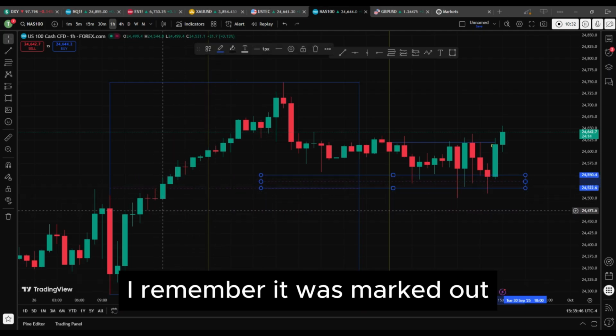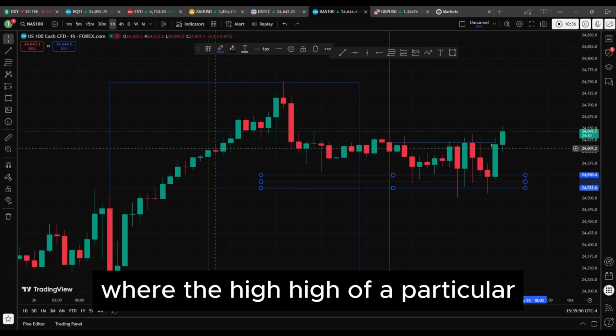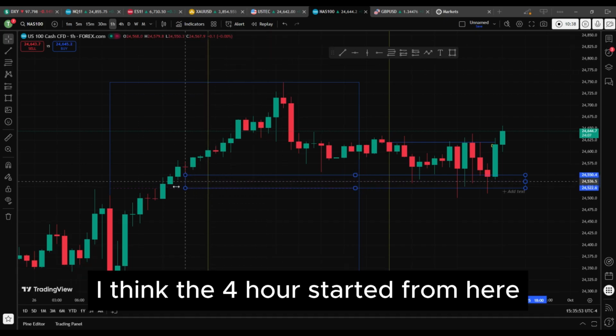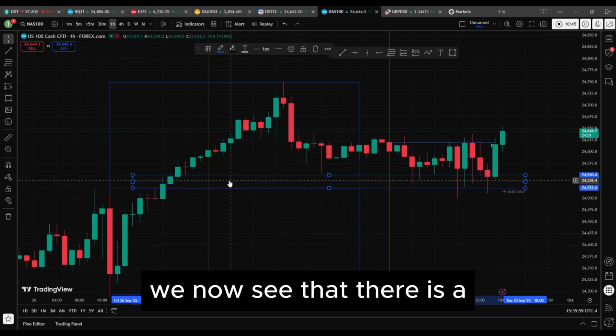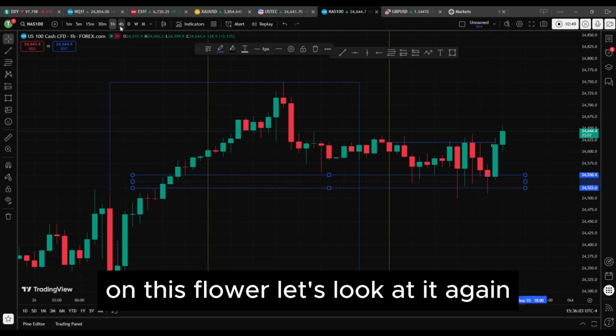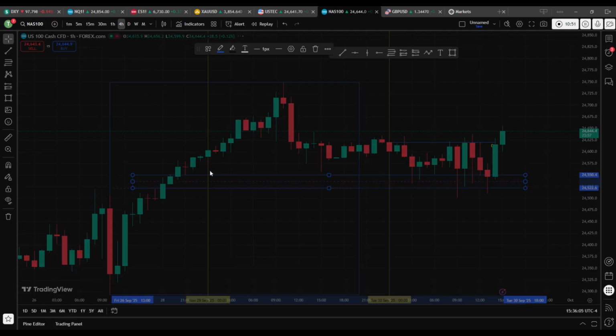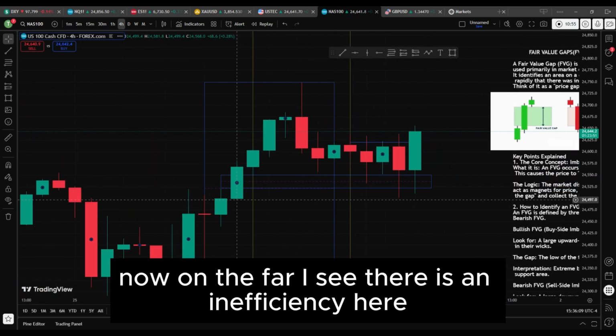On the 4 hour, I remember I marked it out, where the high of a particular candle was. I think the 4 hour started from here, this one, and this low here. You now see that there was an inefficiency in between on that 4 hour. On this 4 hour, let's look at it again. Now on the 4 hour, you see there is an inefficiency here.